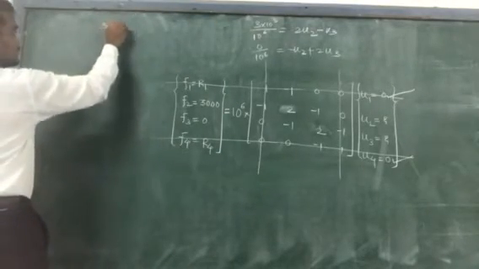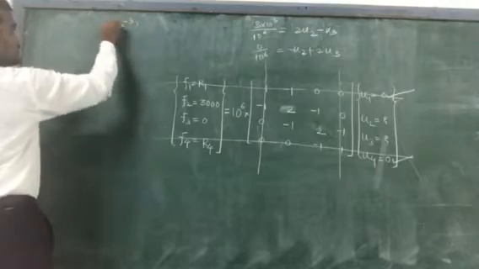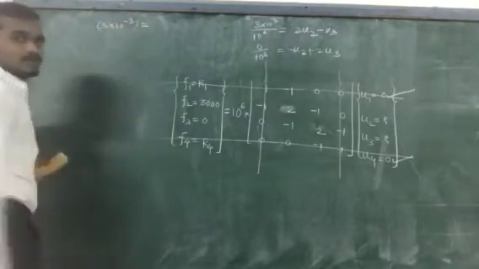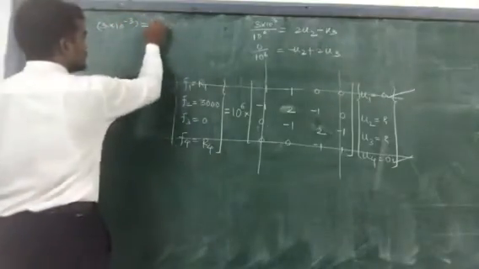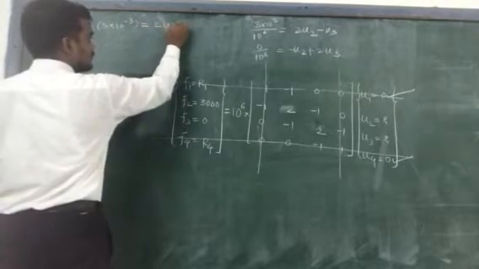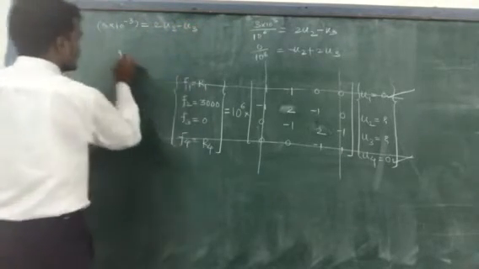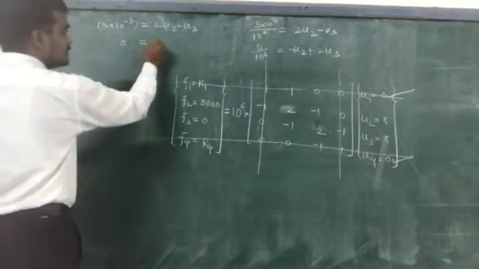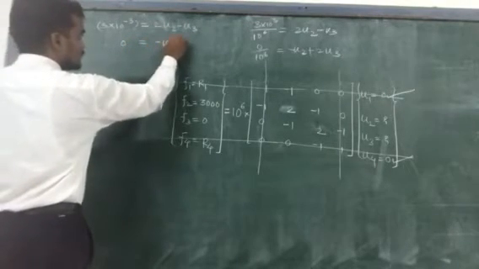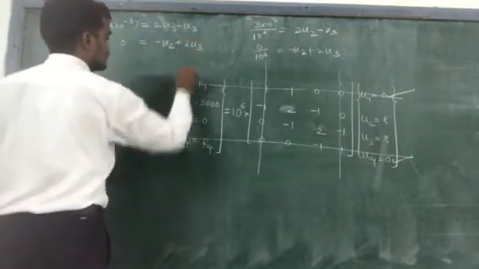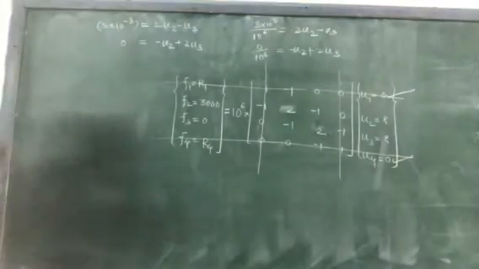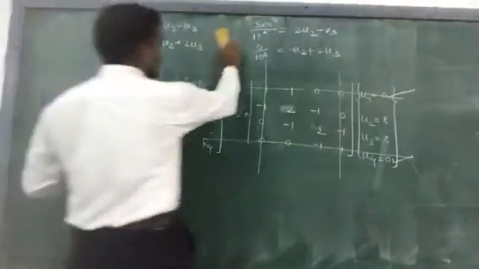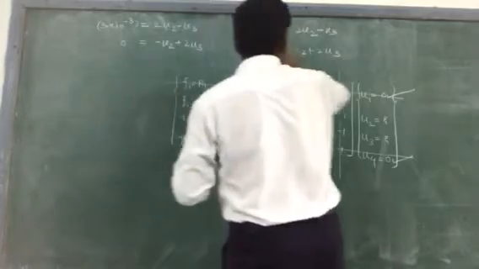3 into 10 raised to the power minus 3 is equal to 2 times u2 minus u3, and 0 is equal to minus u2 plus 2 times u3. Okay, so in this way you can write or simplify these two equations.